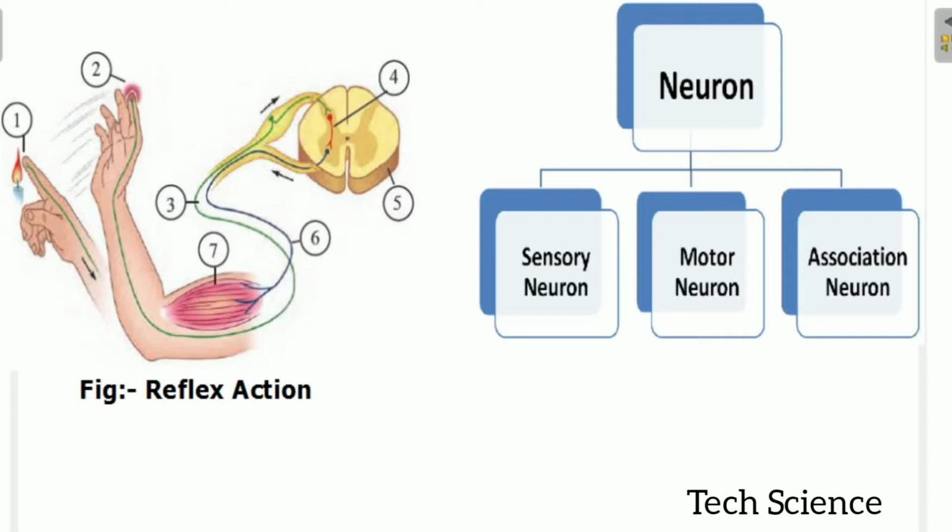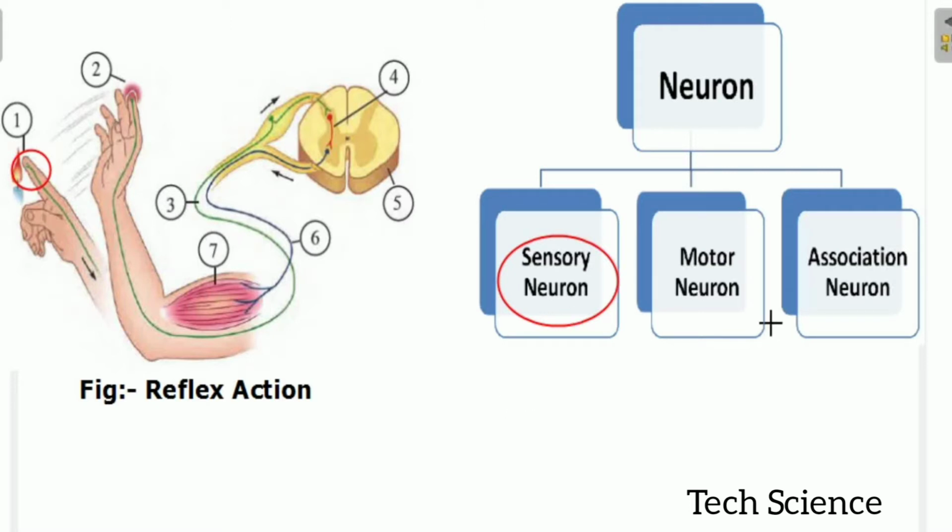Which is the first one? The first is called the sensory neuron. This sensory neuron carries the impulses, the information, from the different organs. For example, this is an organ, observe here. Your finger is nothing but an organ, so it transfers the message from the organ towards the brain. This is the function of the sensory neuron.